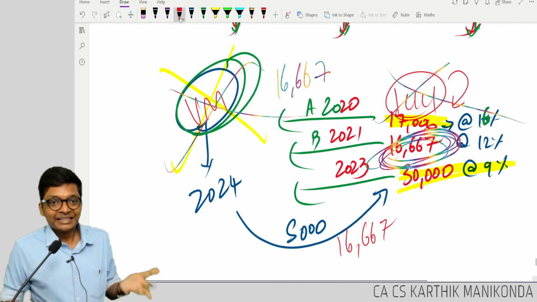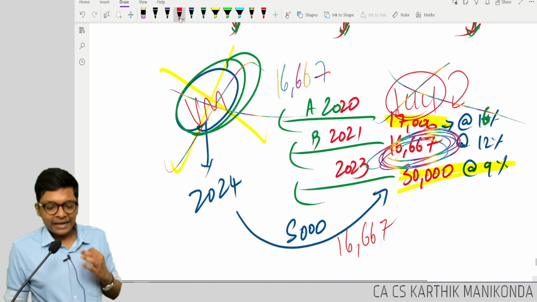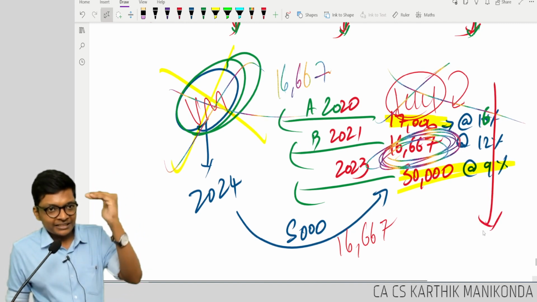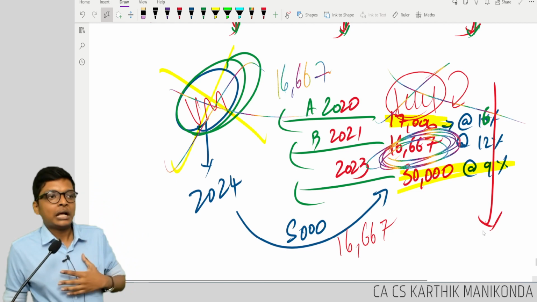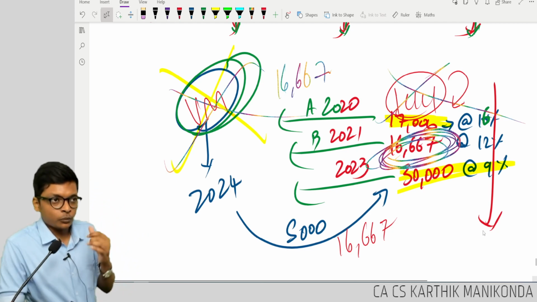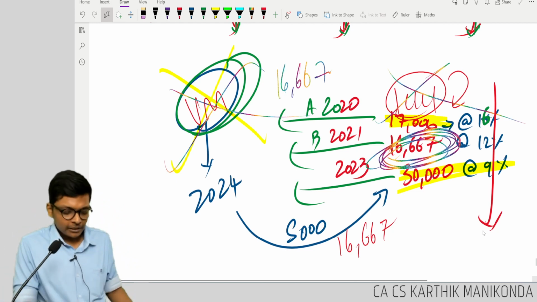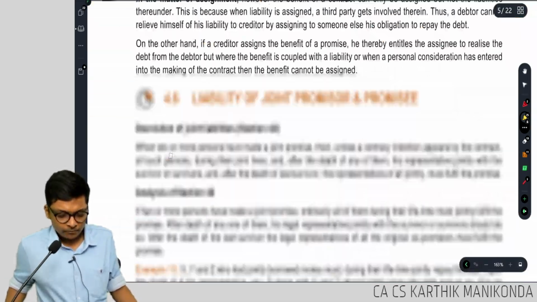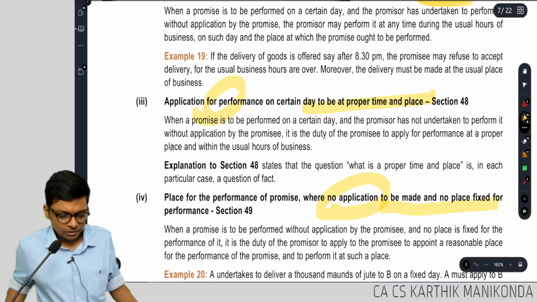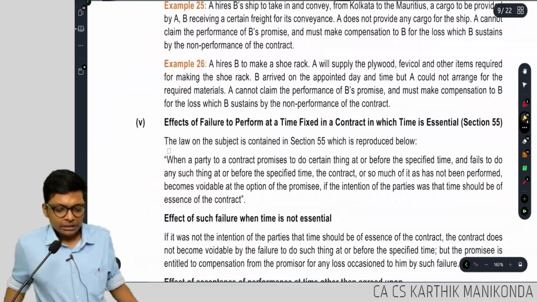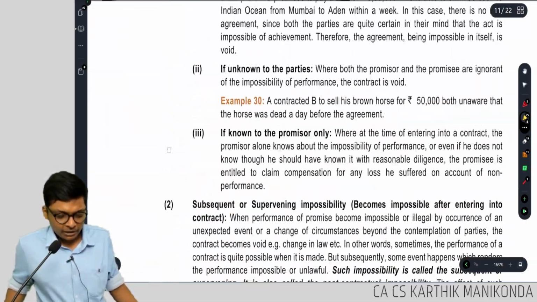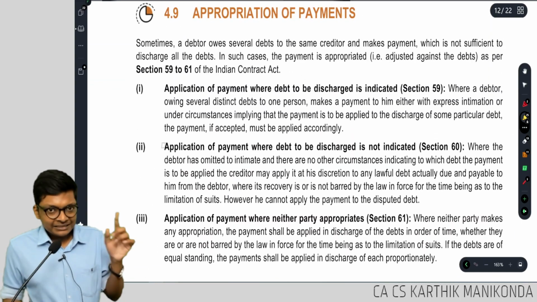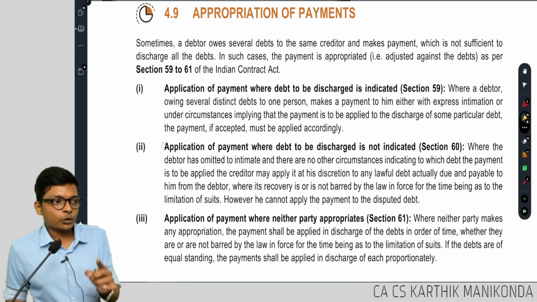Are you following? Both parties are silent. Both are silent. Loudly, guys. When both are silent, I will adjust in order of time. First loan first, next loan, then third loan. Are you following, guys? This question was tested for 6 marks in the November 2021 exam. But this time it is more important. Earlier they asked the direct question. This time they can ask a case study question with numbers.